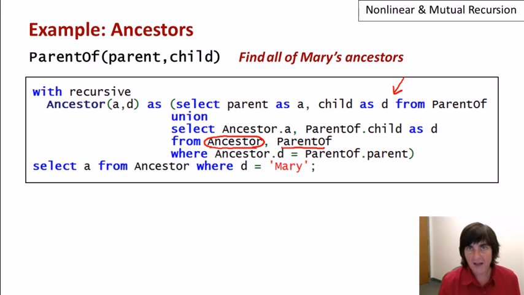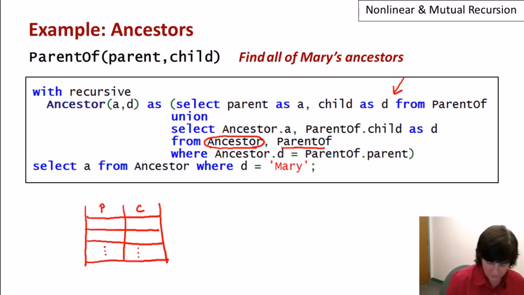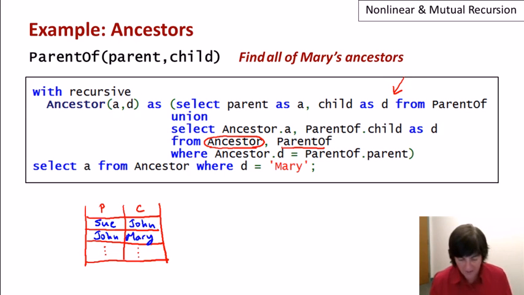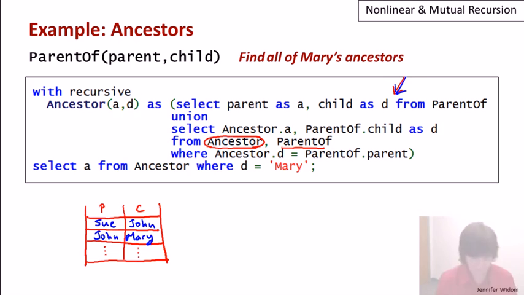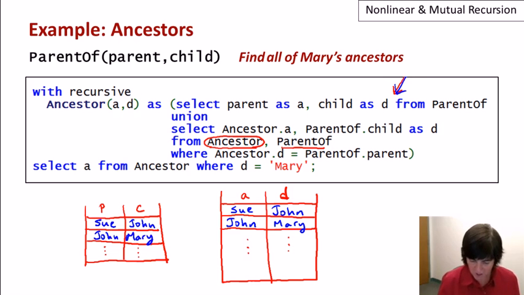So let's take a look at what happens underneath when this query is executed. We start with our parent table, and here it is with the parent and child, and let's suppose we have, say, Sue and John and Mary, for example, in our parent table. Then in what's effectively the first iteration, the base query here is run that copies the parent table to the ancestor table. So now we have Sue and John and Mary and anything else that we had in the parent table in the ancestor table.